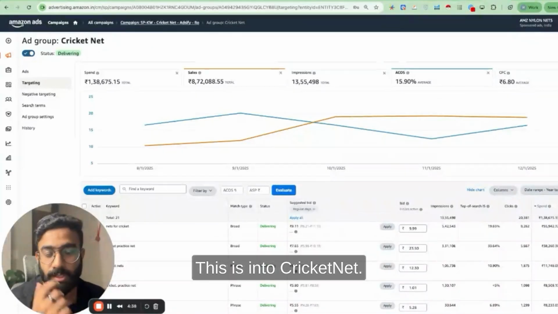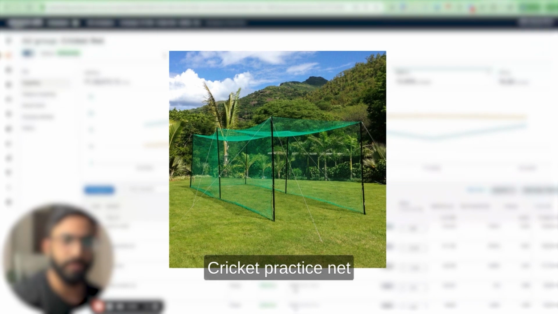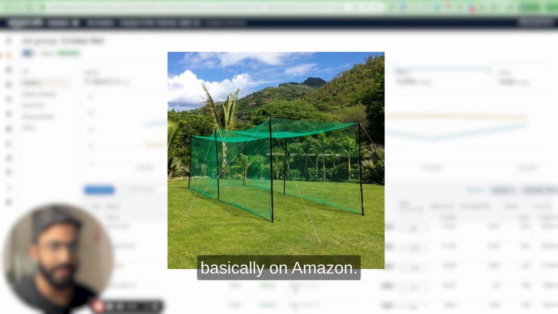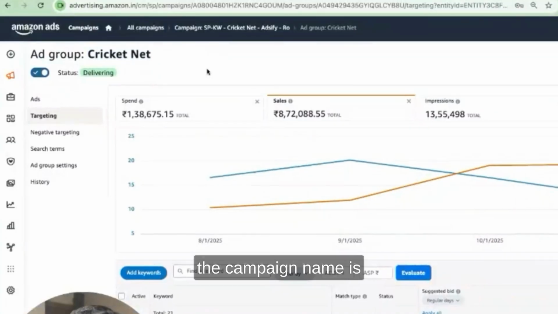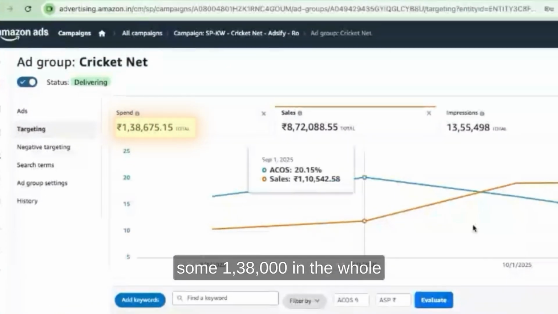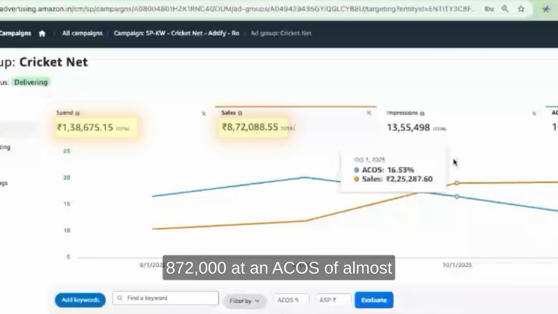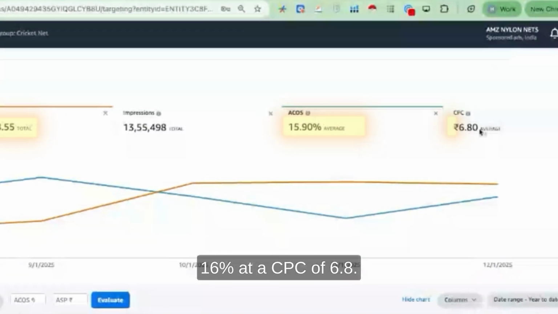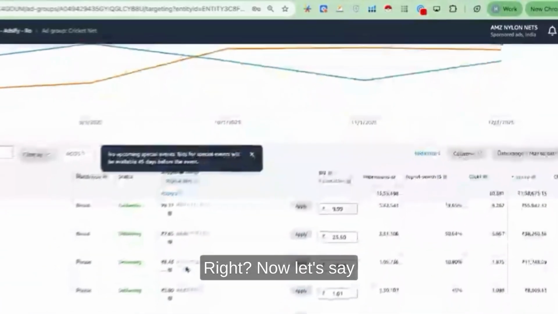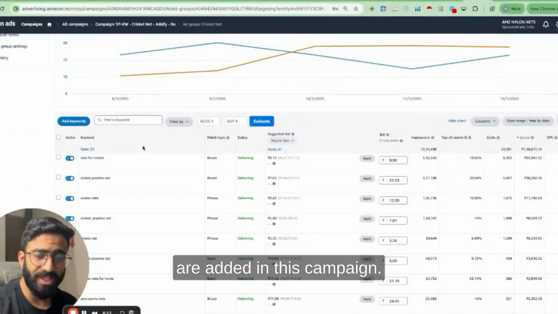This is into Cricket Net. They are selling Cricket Practice Net, basically, on Amazon. And if you see this campaign, the campaign name is CricketNet, and it has spent some 1,38,000 in the whole year and got sales of 8,72,000 at an ACoS of almost 16% at a CPC of 6.8. Right now, let's say there are some 21 keywords which are added in this campaign.